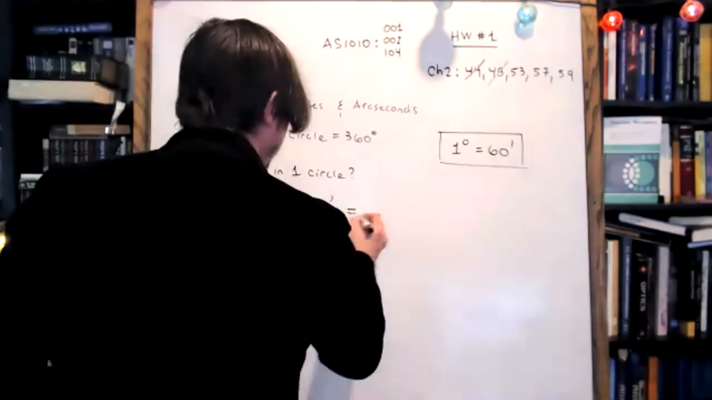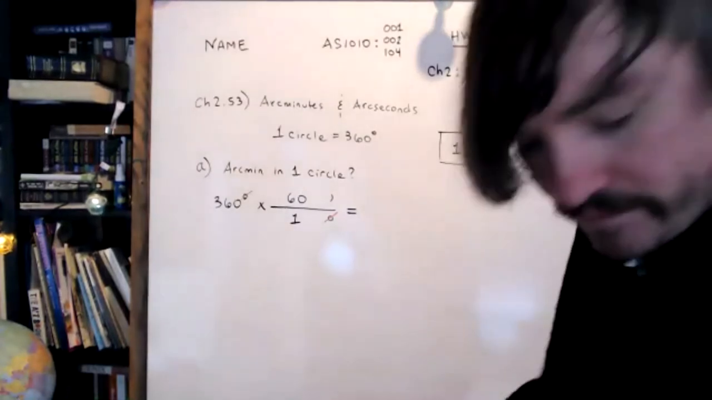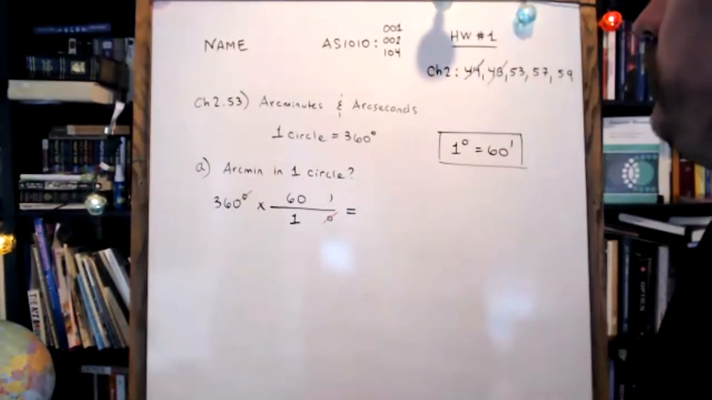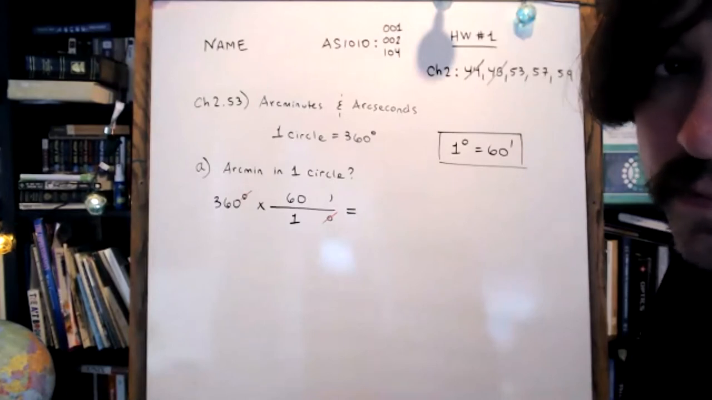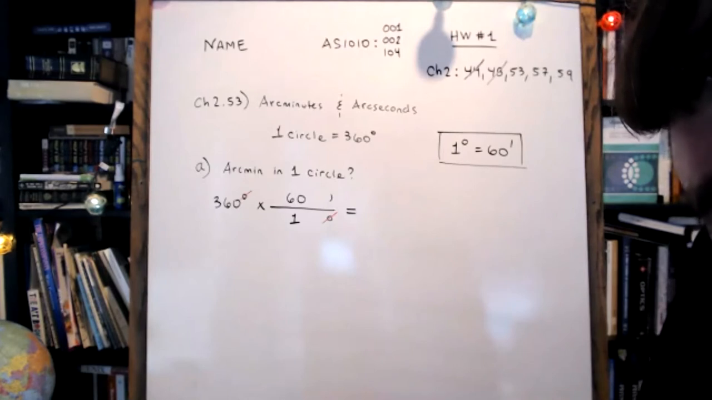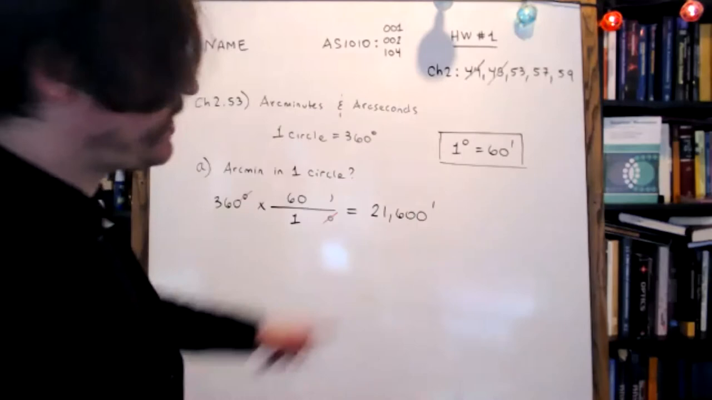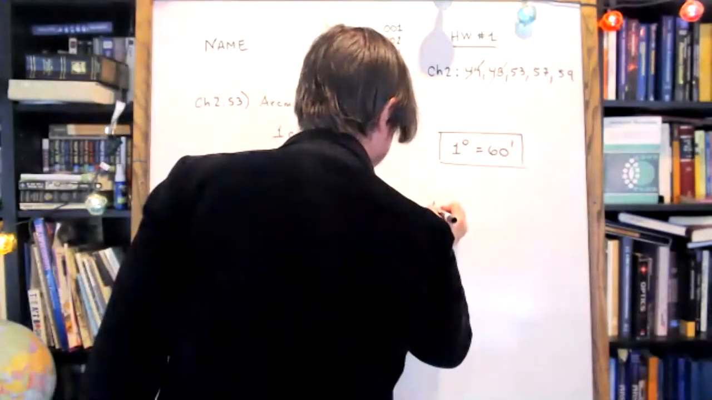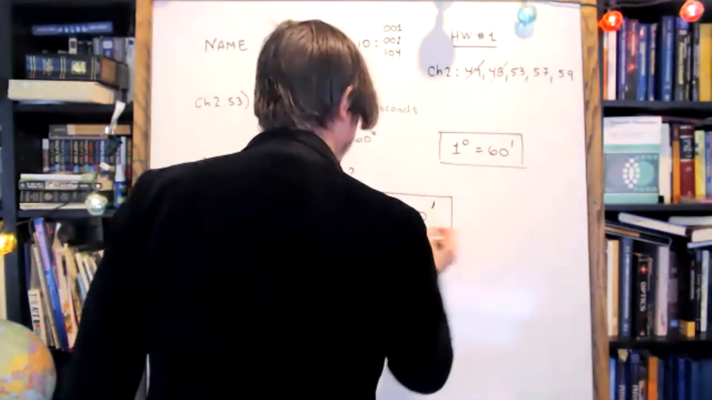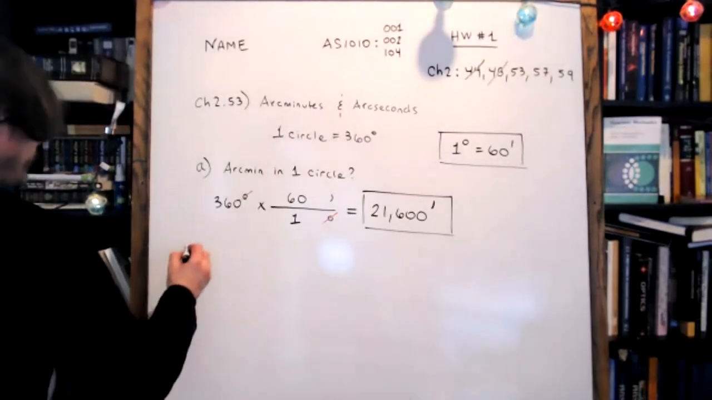Okay, take out your calculators and punch them up. That's your job. Your job is to punch them up. And tell me what you get. Looks good, Jenna. Read it out to me. Sorry, you're muted, Jenna. Sorry, I was muted. 21,600. Good. And the units? Arc minutes. Excellent. And the abbreviation for arc minute is an apostrophe. Let's put a box around it because that's kind of a classy move. Okay, guys. Part A down the hatch.